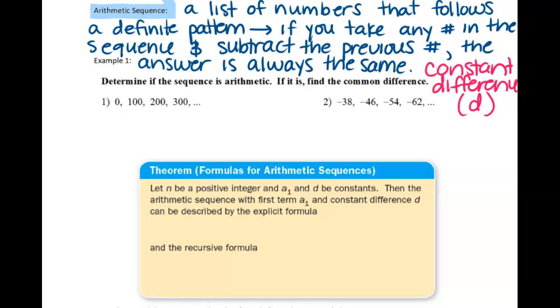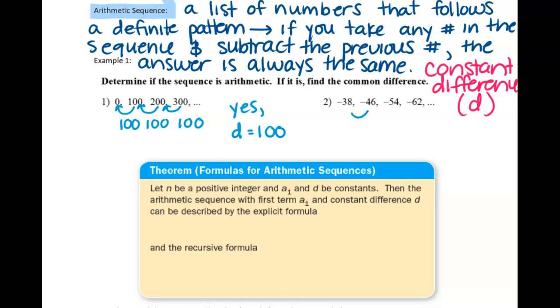So the big thing to think about here is that you're always taking a number and subtracting the previous. So we'll take 100 minus 0, which is 100. 200 minus 100, so we're always going right to left, or bottom to top, depending on how your list looks, is 100. 300 minus 200 is 100. So yes, it's arithmetic because those are all 100, and our D, or common difference, is 100.